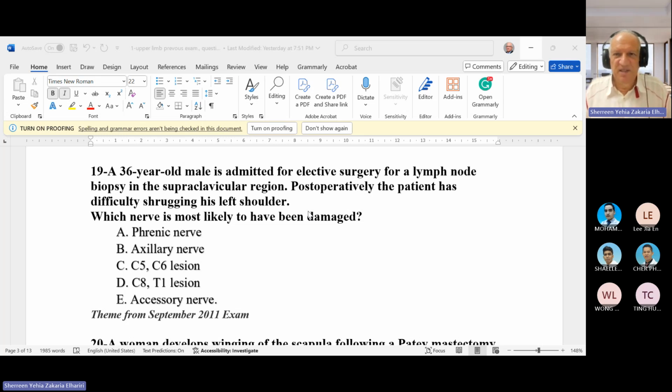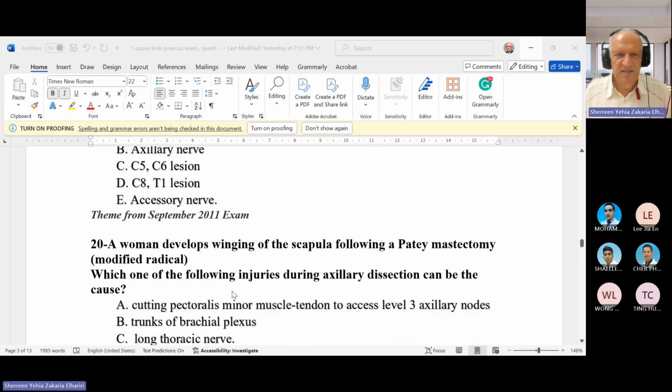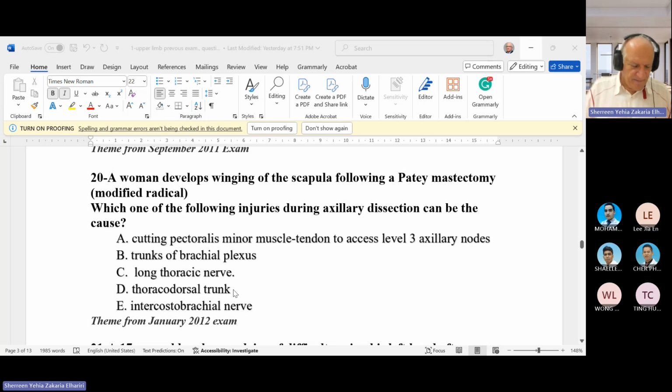Trapezius muscle nerve supply, anyone know? Accessory nerve. And again, when you study this, the accessory nerve gives trapezius and sternocleidomastoid muscle. That's it. So it is important when you study anatomy to have a picture. So this patient, unable to shrug his shoulder, it is accessory nerve. The accessory nerve also supplies another muscle, which is sternocleidomastoid muscle.